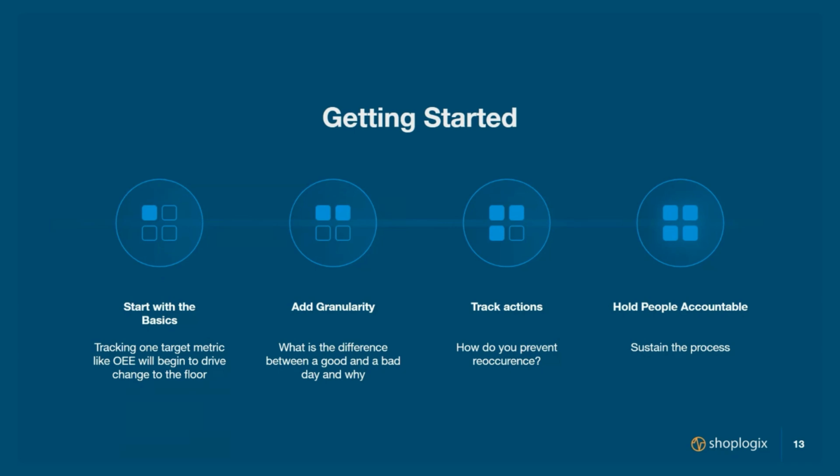So if you say the target is going to be 75% OEE, then start reviewing that each day and start to understand what that looks like on the shop floor. As you go through that process, you can add granularity to it. That's the next step. So what's the difference between a good day and a bad day, right? So when it is 65%, what's the difference between 65% and an 85% day? Is it downtime? Is it scrap? Is it performance? Is the machine running slower? All those things that contribute to that number, that's where you start to look at those things, start to track actions, and develop plans around that.